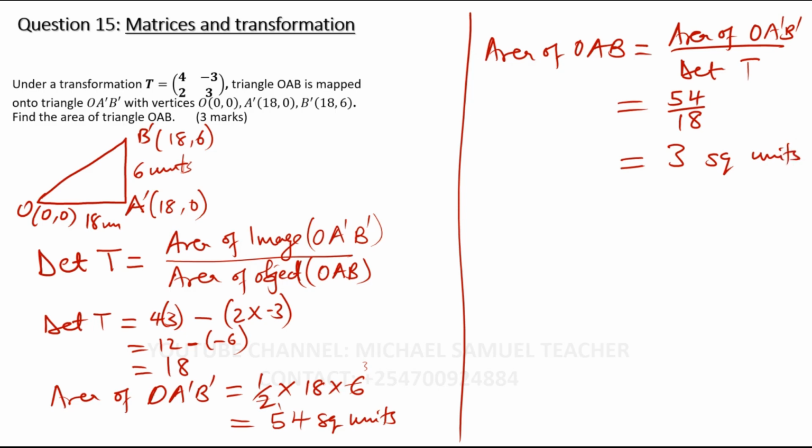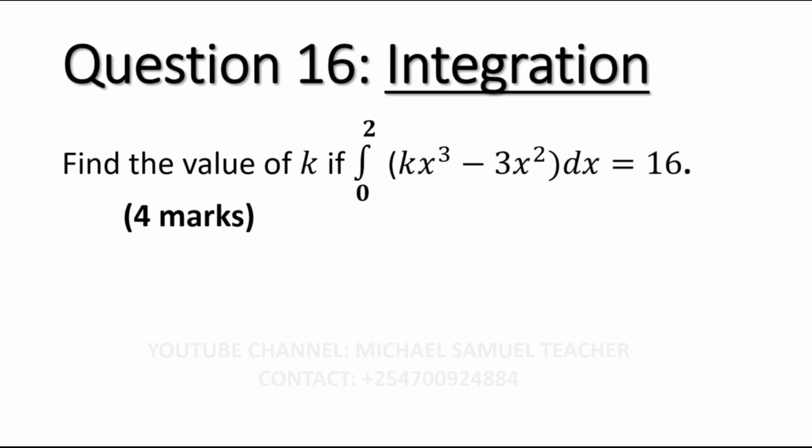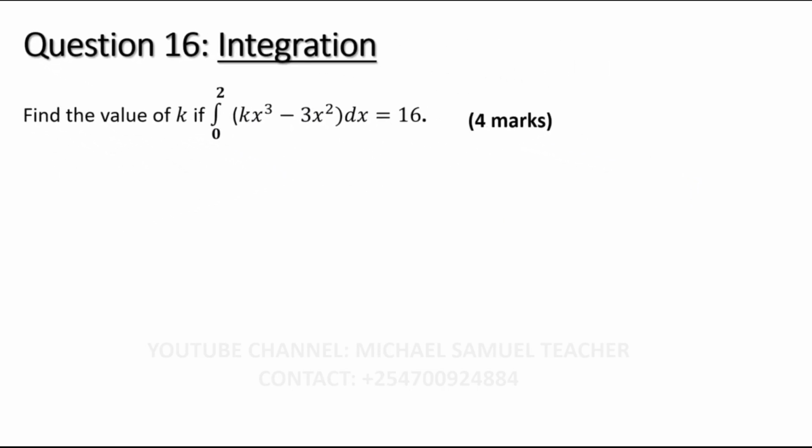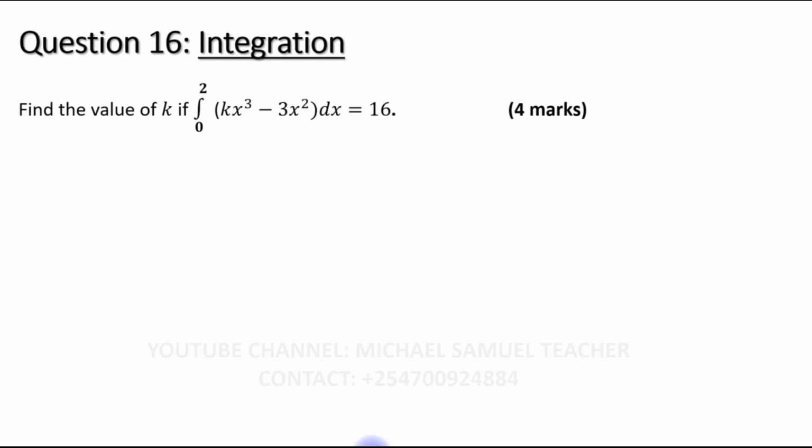Then question 16, and this is the last question in section A. On integration, find the value of k if the integral from 0 to 2 of kx cubed minus 3x squared is equal to 16. So the first thing we need to do, we substitute the value of the upper limit minus the value of the lower limit. So that will be k.